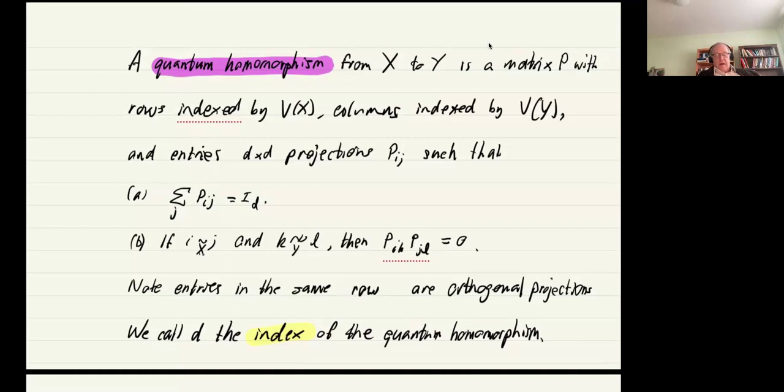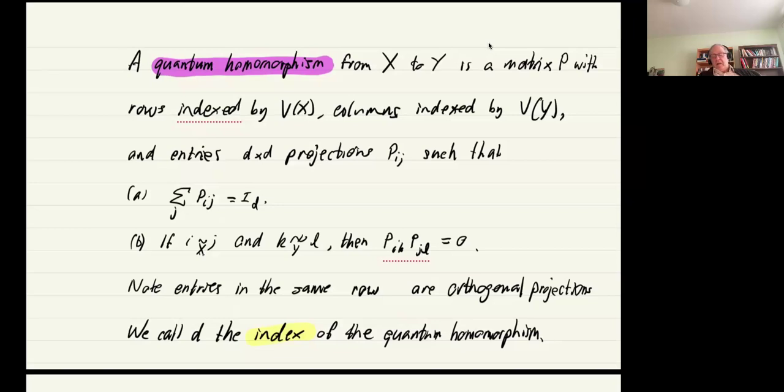Okay, and the other thing is that I'm going to refer to D as the index of the quantum homomorphism. This is my own notation. I don't know that there's a standard. I've got to call it something, so we call it index. So the index of the homomorphism is just its order, D by D.